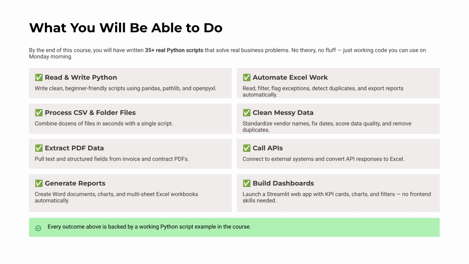You will process CSV files, combine multiple files from folders, clean messy business data, standardize vendor names, fix dates, and create data quality scores. You will also learn how to extract text from PDFs, call APIs, generate Word and Excel reports, create charts, and build a Streamlit dashboard. Most importantly, every outcome is backed by a working script. You will not just understand the concept, you will actually run the code.